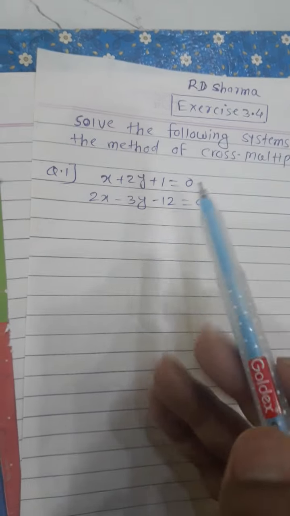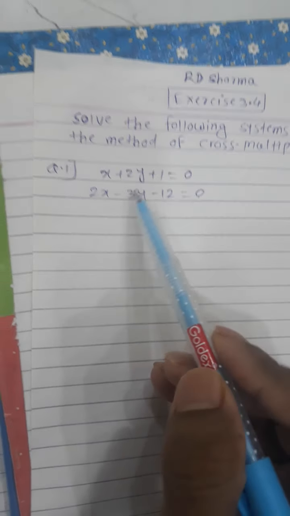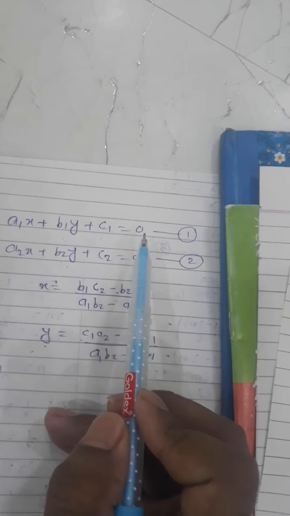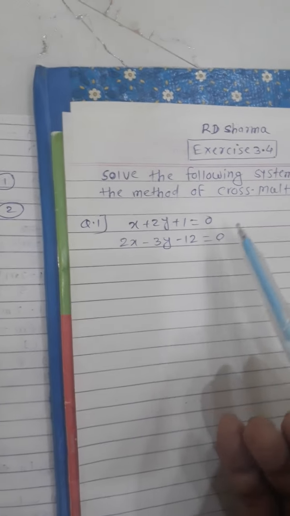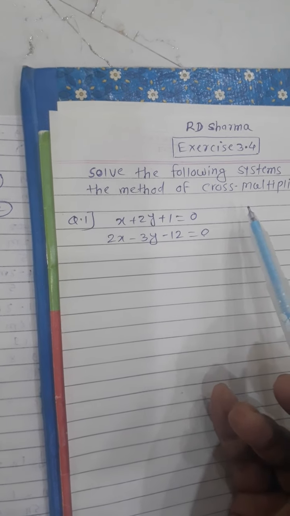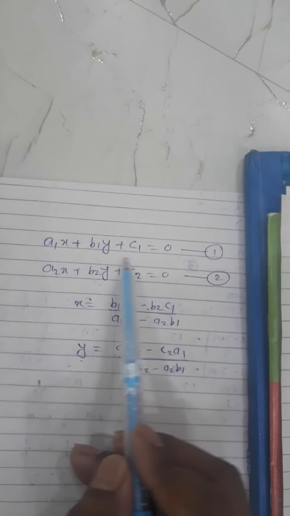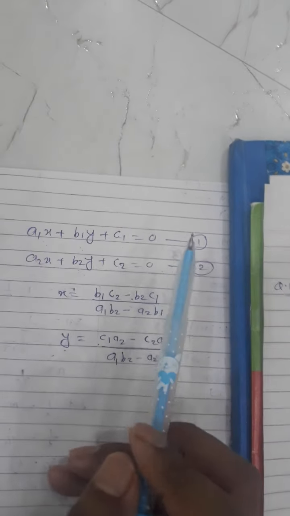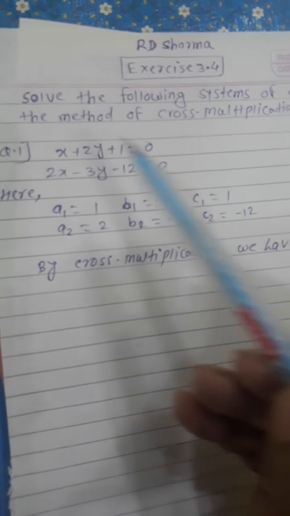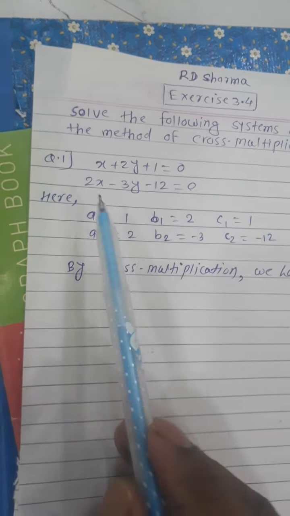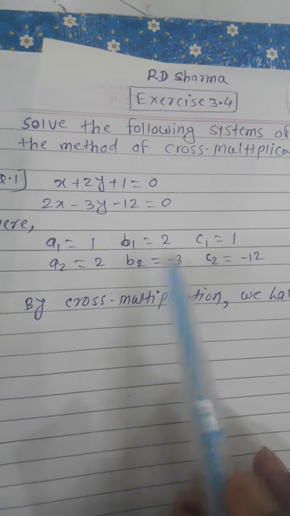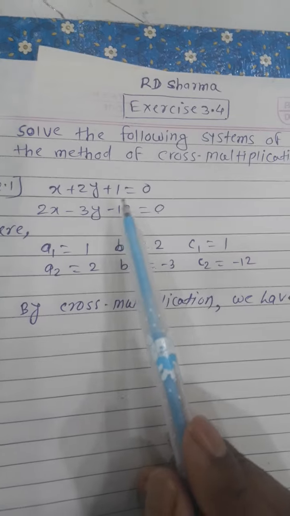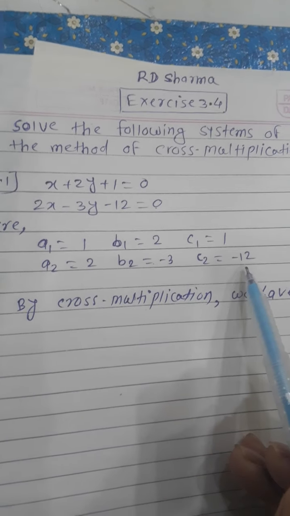But remember that we have to make the equation in this form: a1x plus b1y plus c1 equal to 0. The RHS should be equal to 0. Sometimes the RHS is not equal to 0 and there is another number, so we have to convert the equation into this form and then solve it. So a1 is equal to 1, b1 equal to 2, and c1 equal to 1. In the second equation, a2 is equal to 2, b2 is equal to minus 3, and c2 is equal to minus 12.